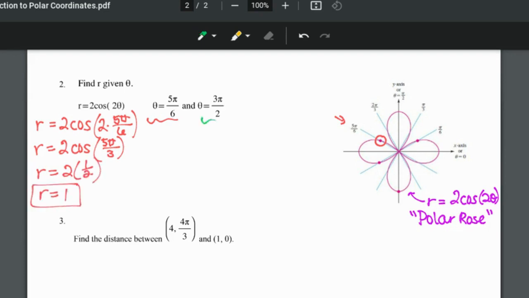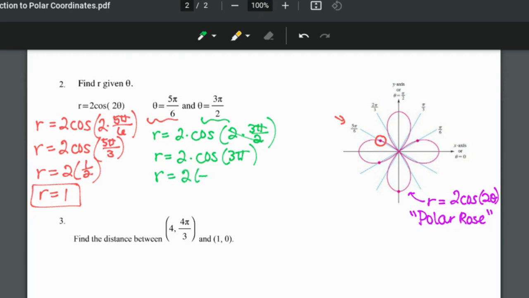For my second angle, we're just going to do the same thing, but we're going to now substitute in 3 pi over 2. So I have 2 cosine of 2 times 3 pi over 2. And so my 2's cancel out, and we have r equals 2 times cosine of 3 pi. So think back to your unit circle. This goes all the way around the unit circle 2 pi plus an additional pi. So you're thinking of what's the x coordinate of a point at pi on the unit circle. And so that would be -1. And 2 times -1 is equal to -2.